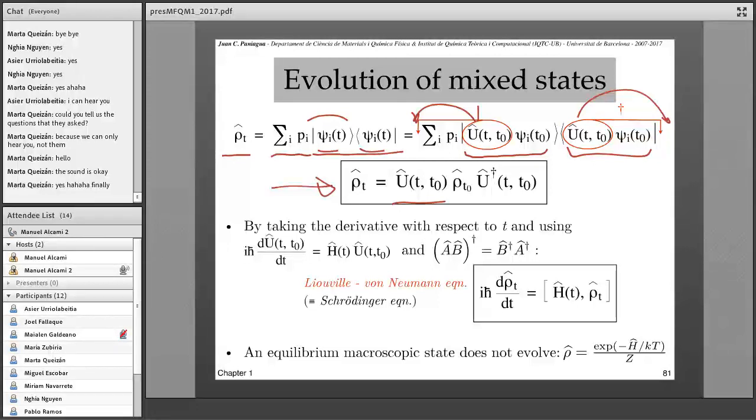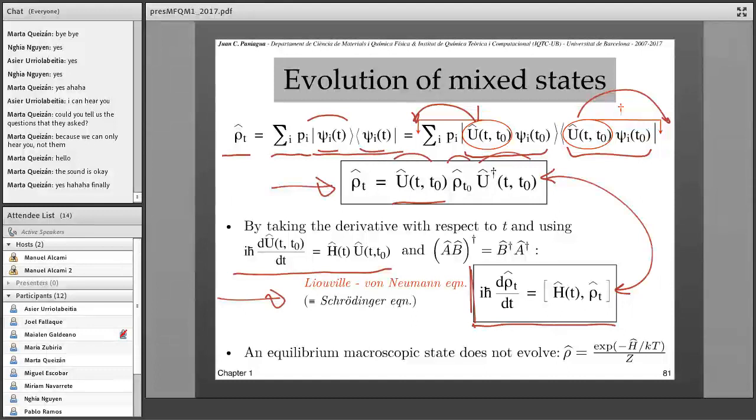By taking the derivative with respect to t and using the differential equation that the evolution operator fulfills, we can derive the three terms, and then it's very straightforward to obtain a differential equation for the density operator, which in fact is equivalent to this equation. The first one is formally the solution of the second one. This is a direct consequence of the time-dependent Schrödinger equation. It is sometimes called the Liouville von Neumann equation because it was first written by von Neumann, and it's rather parallel to the Liouville equation of classical mechanics, but in fact it is the direct consequence of the Schrödinger equation applied to mixed states.